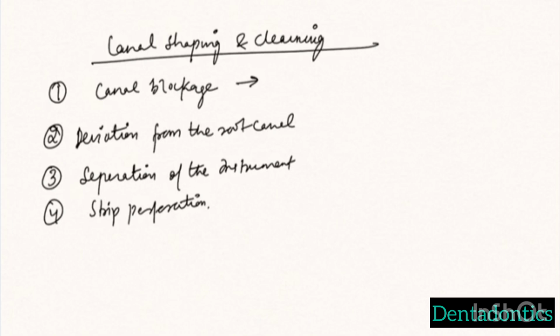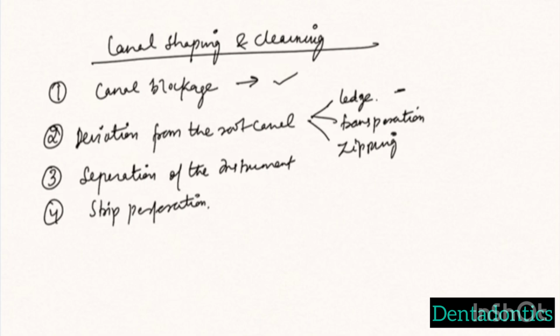Deviation from the root canal, there are three things that can happen: ledge formation, transportation of the canal, and zipping. To prevent ledge formation, recapitulation of the working length should be done. Work passively and never force the file into the canal. Then transportation can occur if the root apex is moved to a different location. So recapitulation is mandatory, and use the smaller file first and then the larger file.